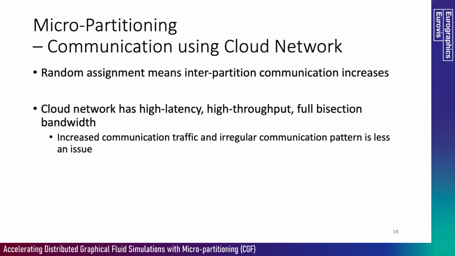Cloud network is designed for cloud applications like MapReduce. They exchange a large amount of data between every pair of nodes. Because of this, most cloud network offers high full bisection bandwidth, and it cares less about networking latency. This means the actual communication overhead of micro-partitioning has minimal performance impact.